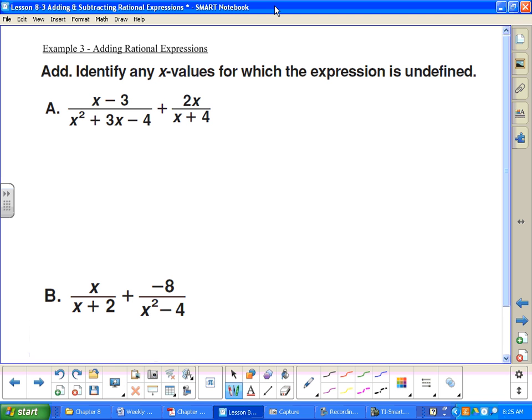So now that we can find the least common multiple, that means that we can find the least common denominator, which is what we need when we are adding rational expressions that do not have a common denominator, and we need to find one.